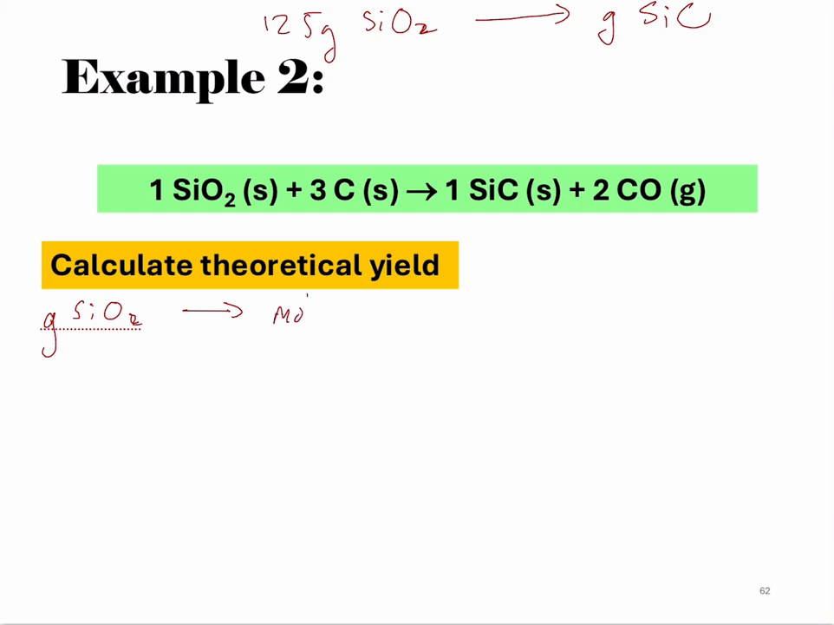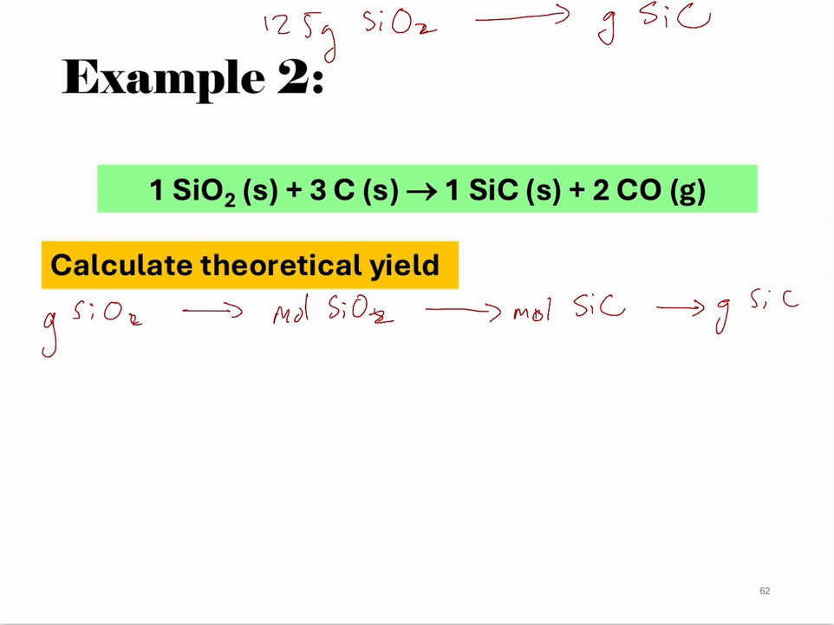Moles of SiO2, right? Because we always need to go to moles to convert from one compound to the next. And then that's going to be converted into what? Moles of silicon carbide, right? Once we're in the universe of moles, we can go between moles of different compounds, and then that gets converted to grams of silicon carbide. And that's going to be our theoretical yield.